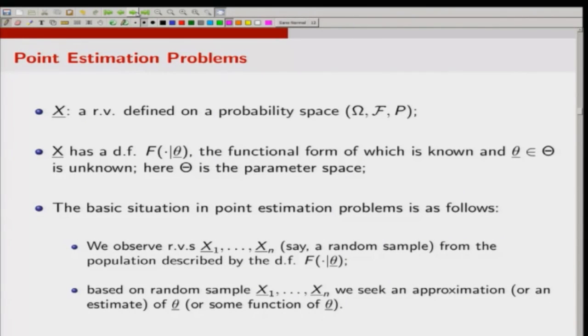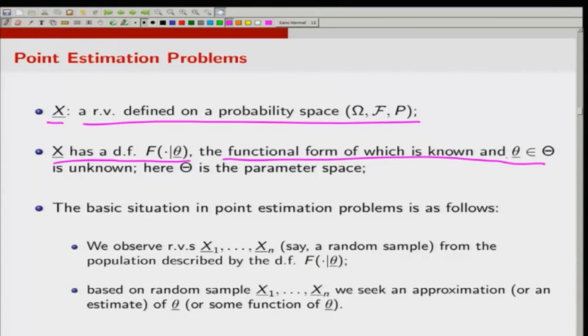So, first let us discuss the point estimation problem. Here I have a random vector X which is defined on a probability space. It models a certain characteristic of the population. So, X has a distribution function F(· | theta). The functional form of F is known. However, theta is unknown. Theta takes values in capital Theta, which we call the parameter space.